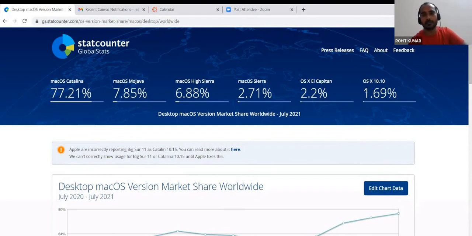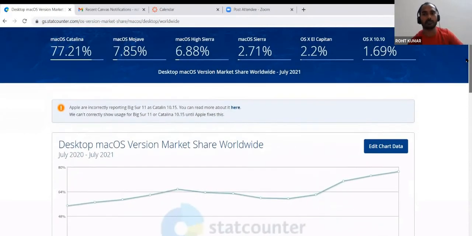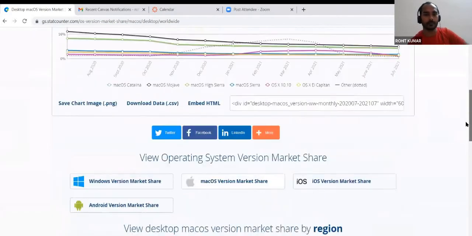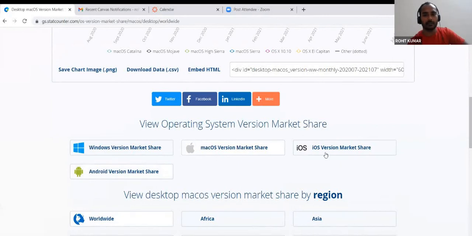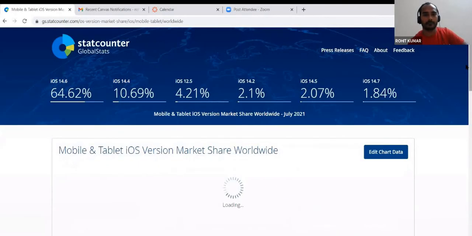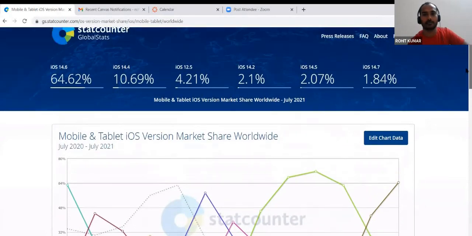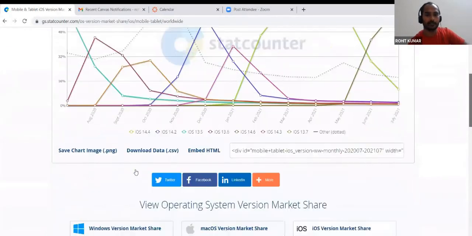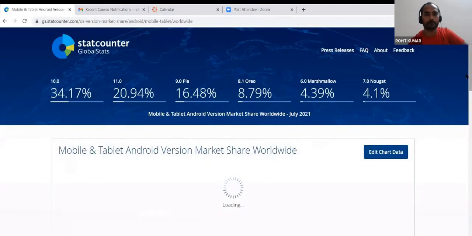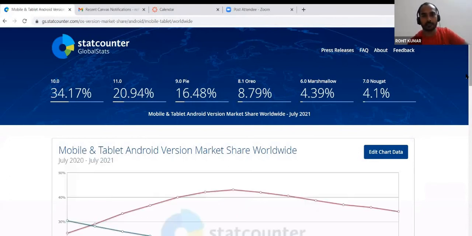Here you can see some of the old OS like OS X 10.10 and Windows XP and Vista are still in use because people are having old systems. Then finally, iOS versions, you must be familiar already. 14.6 is leading with 16.62% support, and there are some others, up to 14.7. Then finally comes Android. Here you can see 31.17% support for 10, then 11, then Pie, Oreo, Marshmallow, and all.